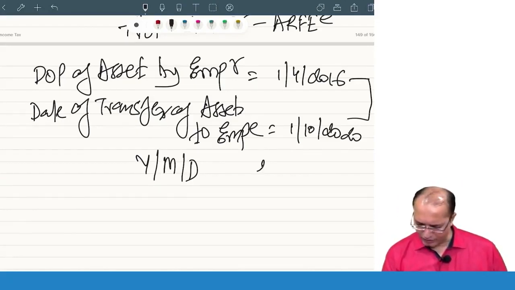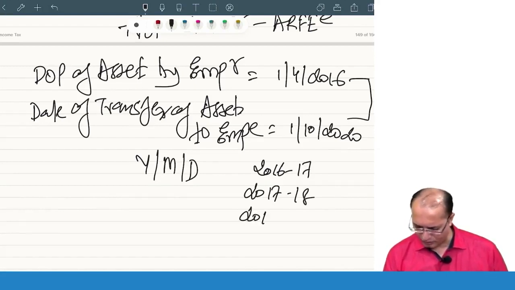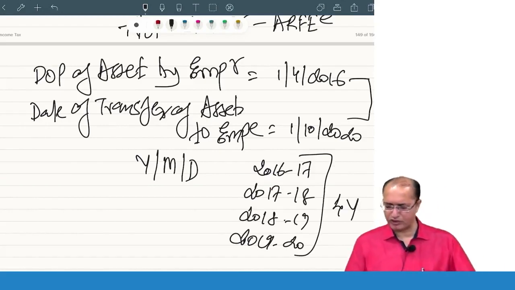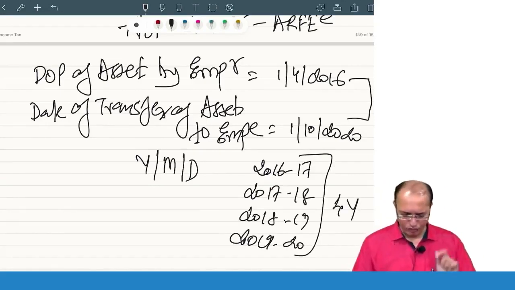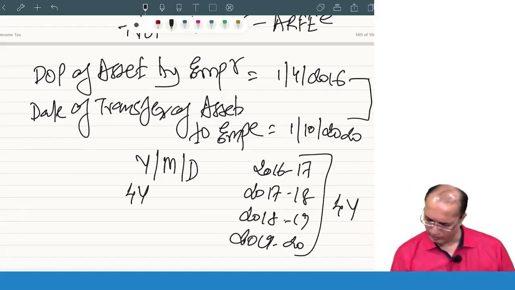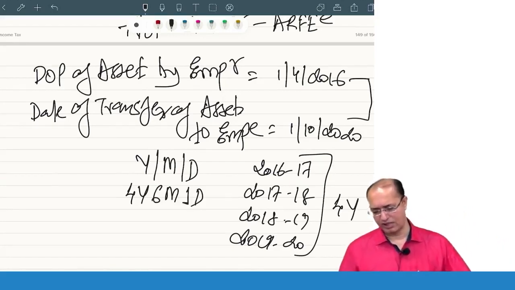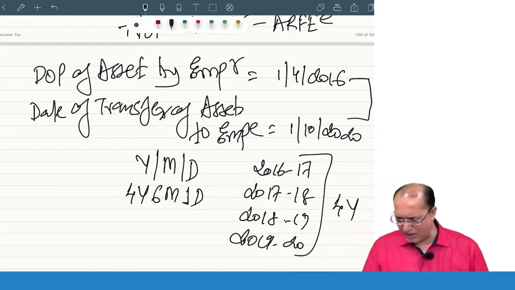So we have financial year 16-17, correct? Then we have financial year 17-18, then 18-19, then 19-20. So it is 4 years. Then from 1st April to 1st October, so it is 4 years, 6 months, 1 day. Have you understood this? You have to just calculate the period in number of years, months and days.